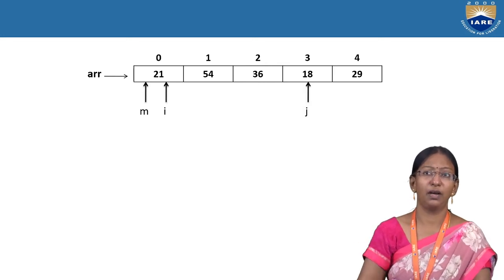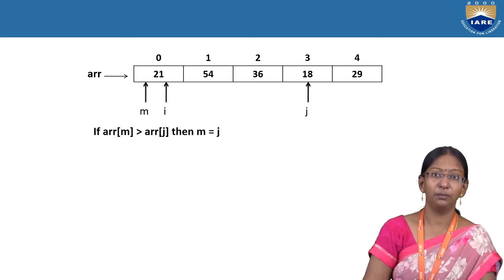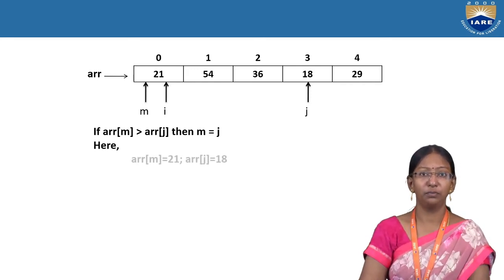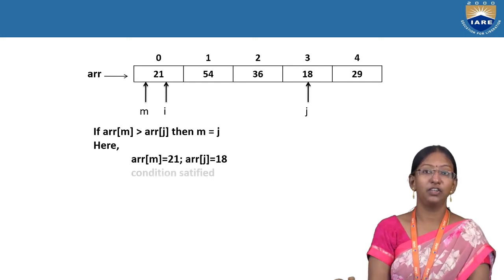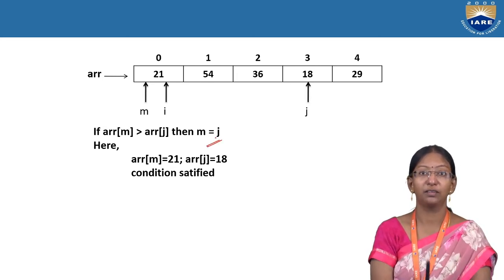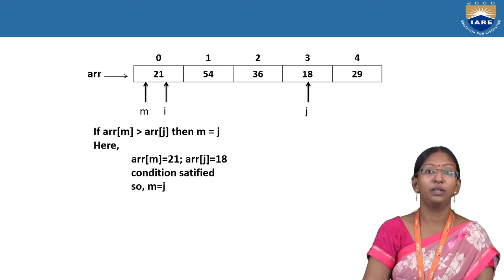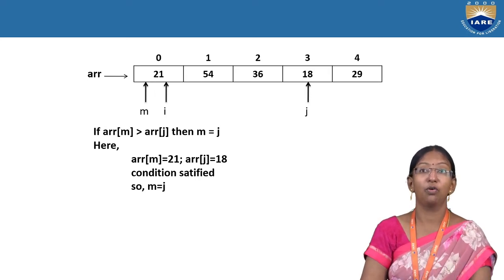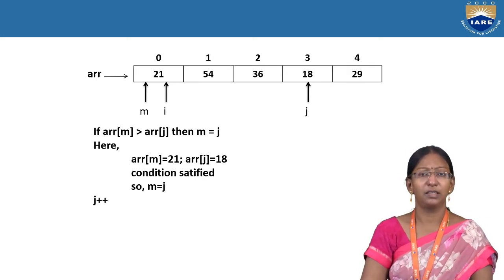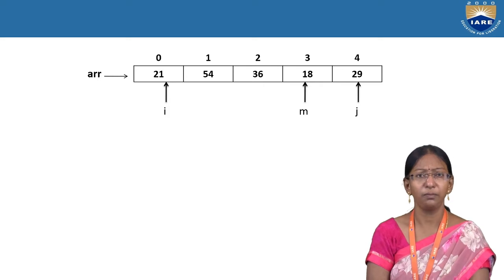Once we increment the J value, now J is pointing to 18. Apply the same old condition. Compare the element pointed by M and pointed by J. That is, here the comparison between 21 and 18. Yes, the condition is satisfied because 21 is greater than 18. What do we have to do if the condition satisfies? Move the pointer M to J. So now the pointer M position got changed to J. What did I tell you? Even if the condition fails or gets satisfied, we have to increment the pointer J. Right? This is the result of the previous step.